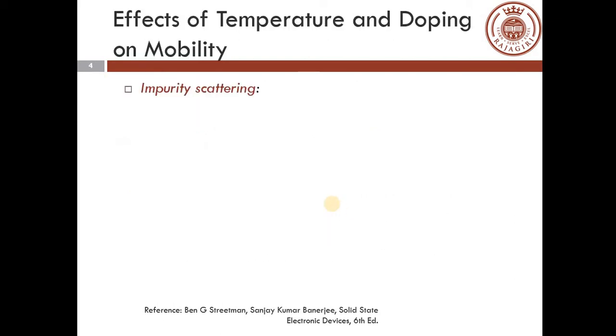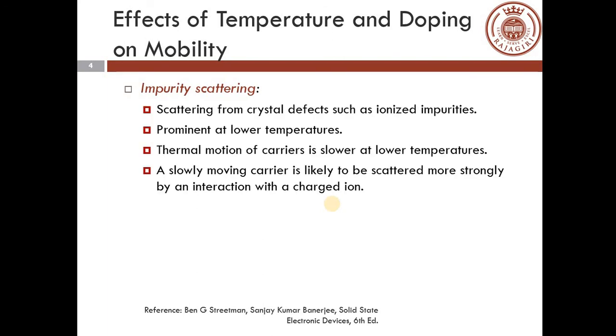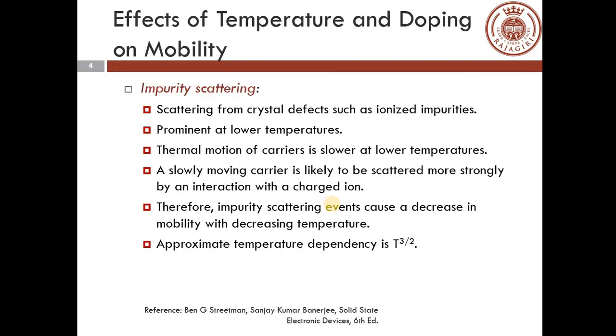Now let us see what is impurity scattering. As the name indicates, impurity scattering is caused by scattering from crystal defects such as ionized impurities. This type of scattering is prominent at lower temperatures. So what happens at low temperature? At low temperature, the thermal motion of carriers is also slow. Therefore, they have a tendency to be strongly scattered by ionized impurities.